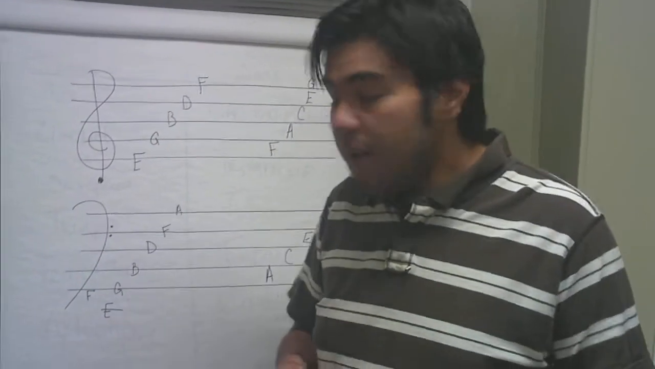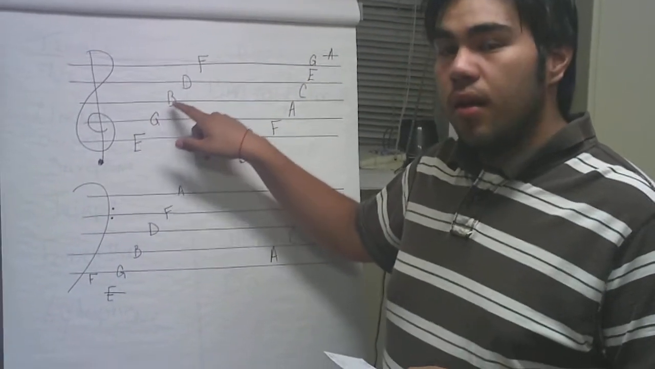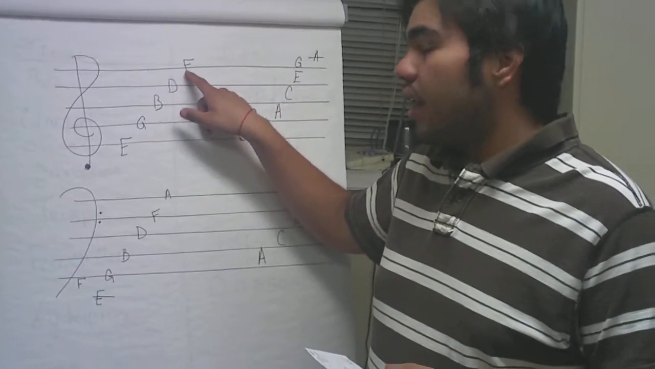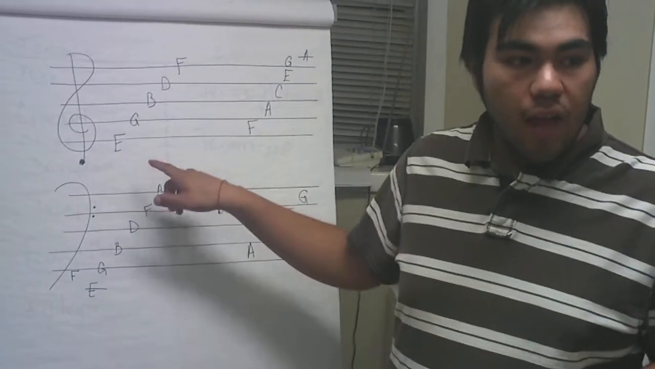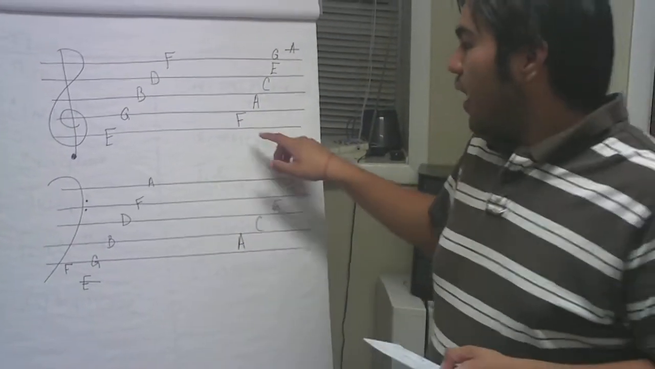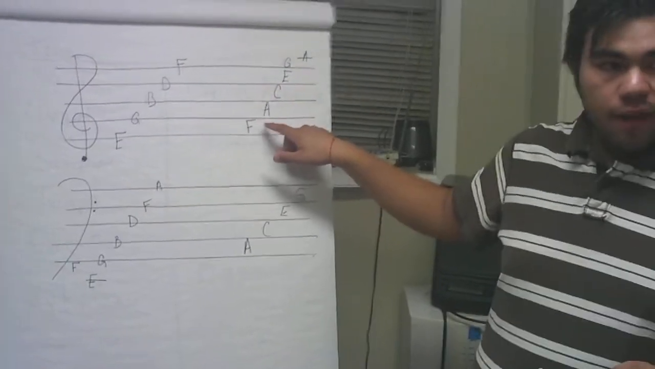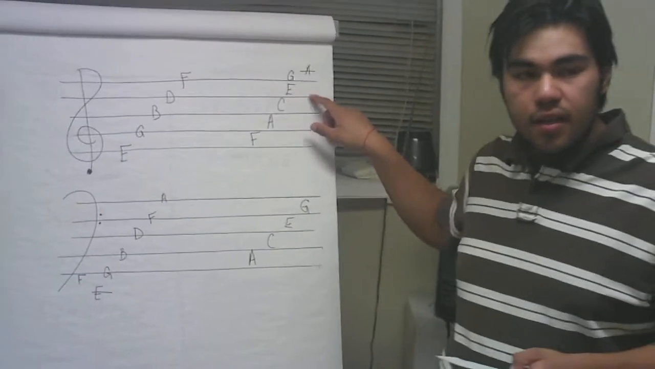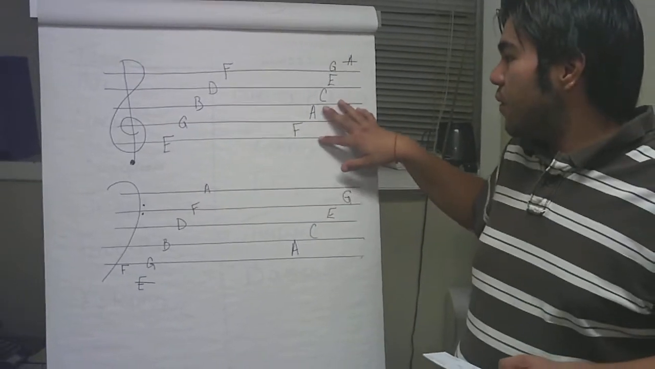The names of the lines for this clef are E, G, B, D, and F. And an acronym to remember this is Every Good Boy Does Fine. The spaces for this clef are F, A, C, and E, and you can remember this by using the word face.